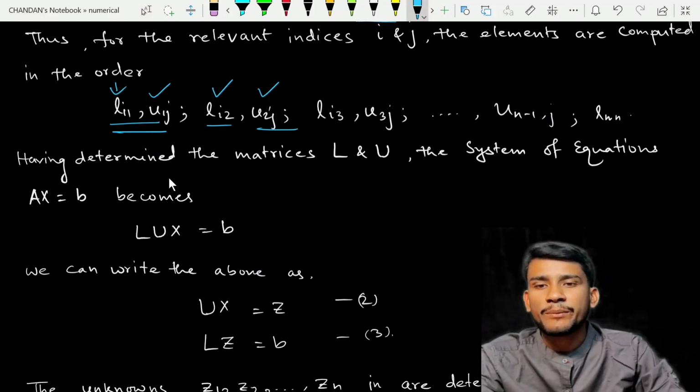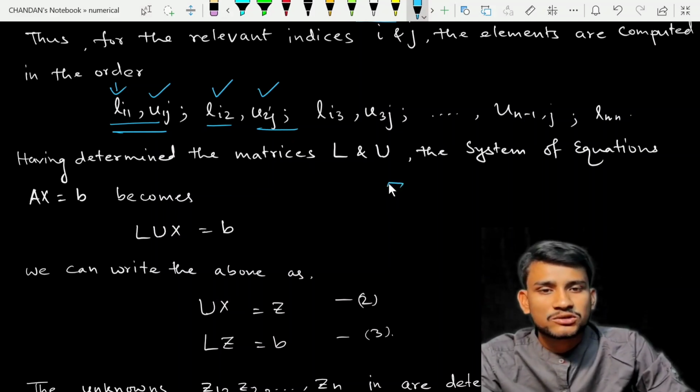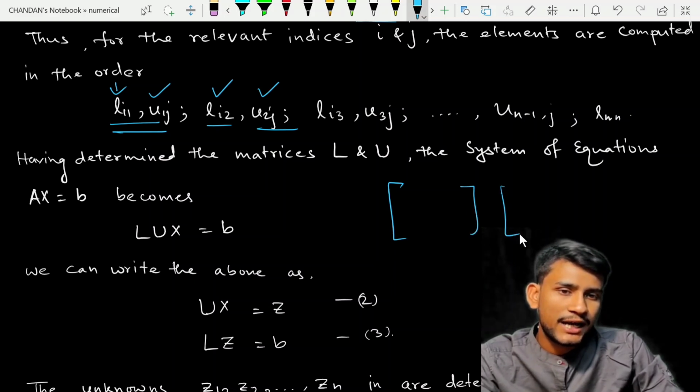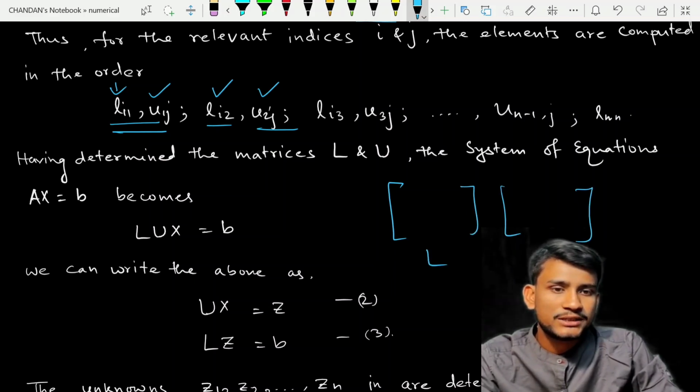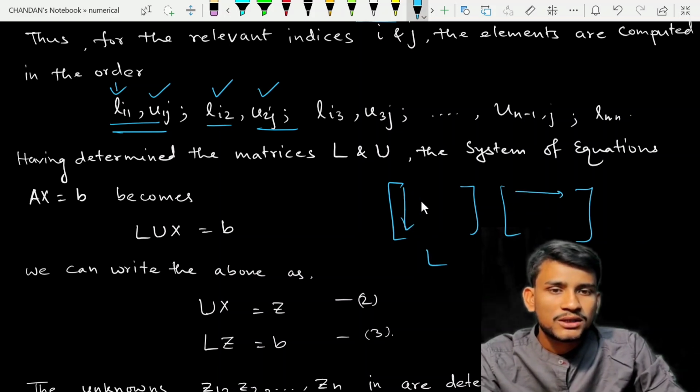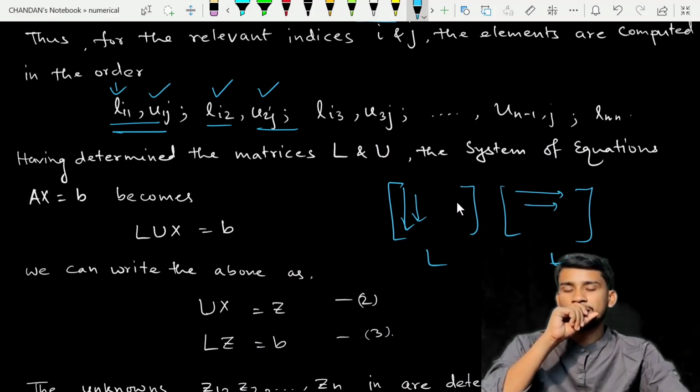So having determined the matrices, suppose we write the matrix L and U. We first find this column and this row, then this column and this row, in this way. This is the way to find L and U.